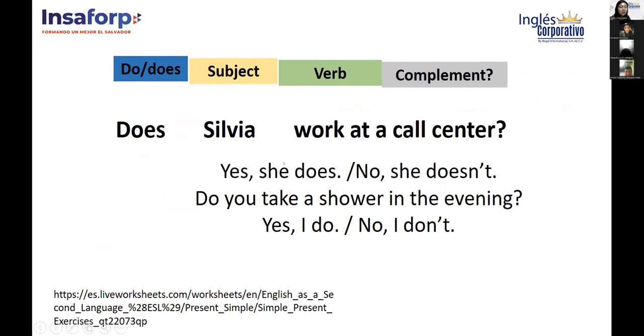Does Silvia work at a call center? Yes, she does. Or no, she doesn't. Pregunto con el does y voy a responder con el does también, con el auxiliar. ¿Ok? Cuando es tercera persona, uso does. Luego los demás, pues do. Do you take a shower in the evening? Yes, I do. No, I don't. Exactly. Yes, I do or no, I don't.